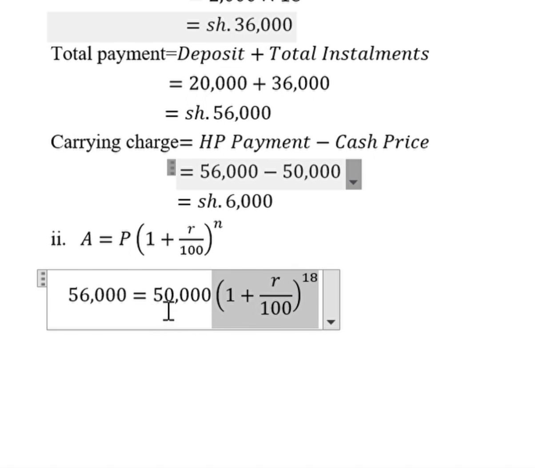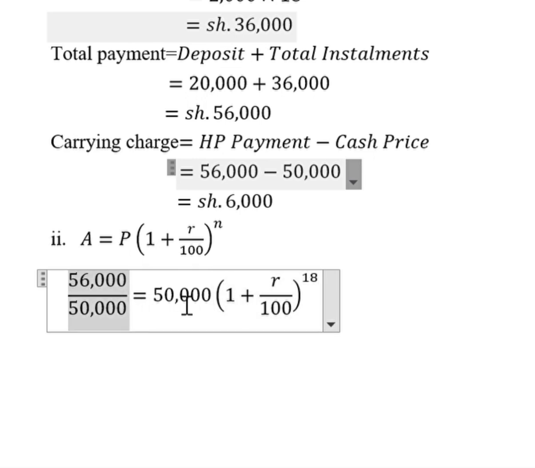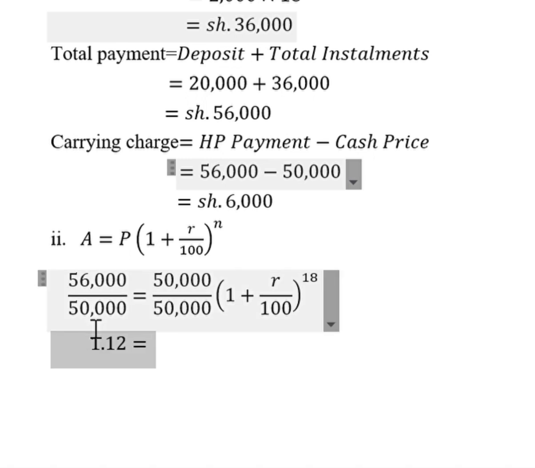The next step is to simplify this so that we make r the subject of the formula, and we shall start by dividing both sides by 50,000. So we divide this one by 50,000 and here by 50,000. You realize this and this cancel, and then 56,000 divided by 50,000 gives us 1.12. So that is equal to 1 plus rate over 100 raised to power 18.